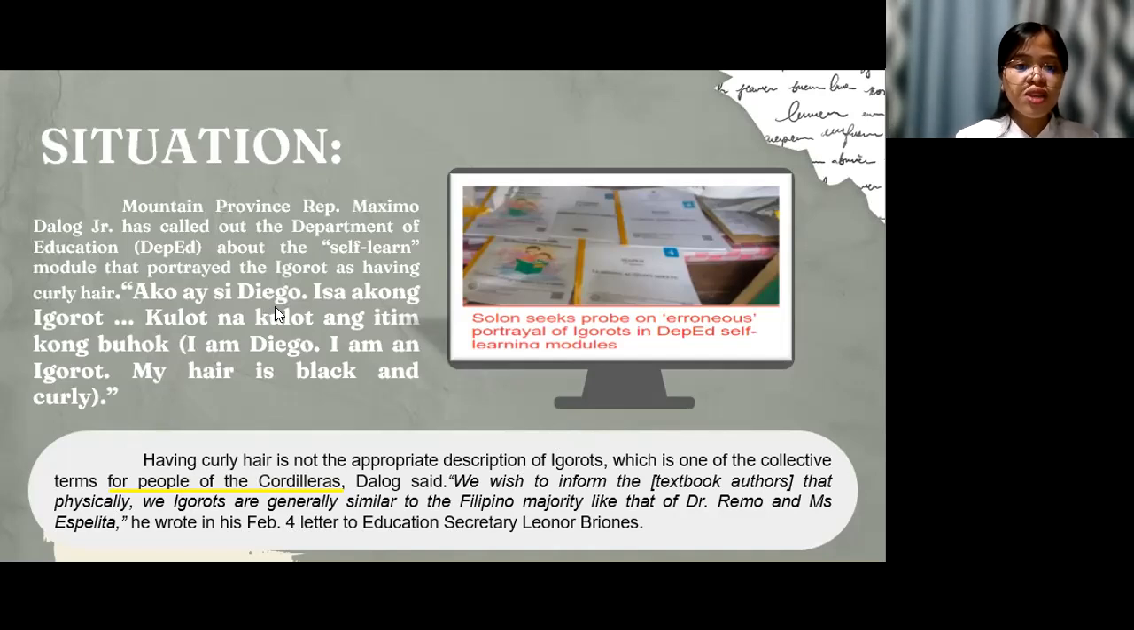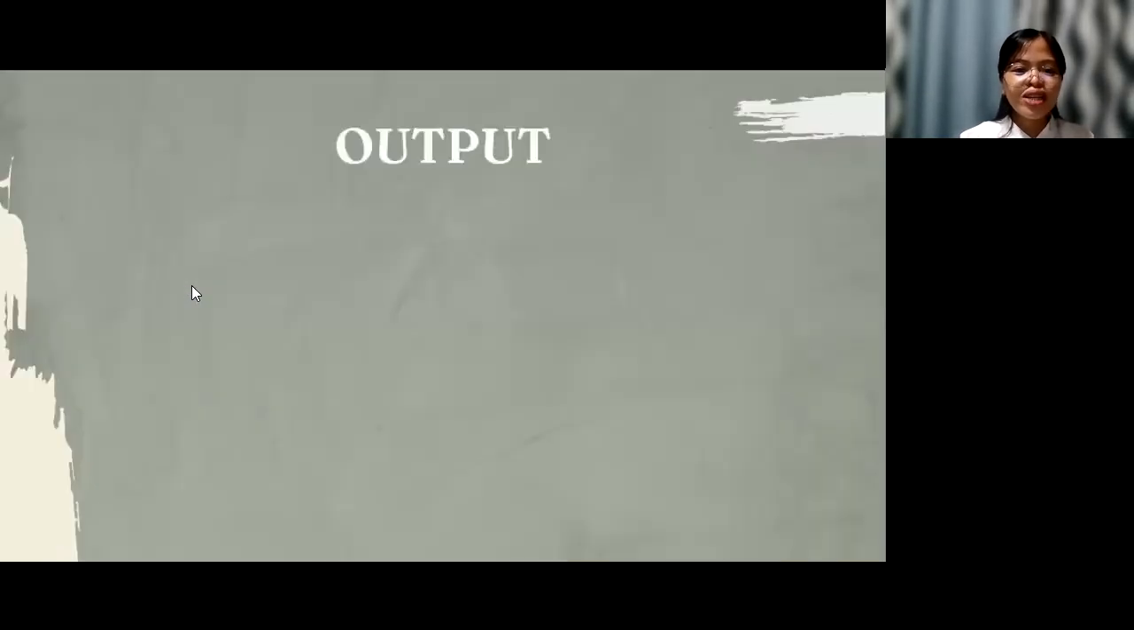So instead of focusing on the physical feature, perhaps, I underlined here, people of Cordillera. So we can focus on their location. Where can we basically see them? They are basically in the Cordillera. Let's continue. Or we can also say that the Igorots are generally similar to the Filipino majority. So these are facts mentioned by Representative Maximo Dalog. I'll be showing you more. So here is your output.